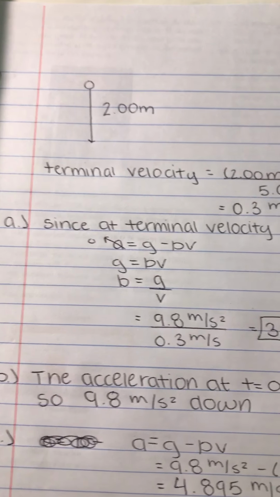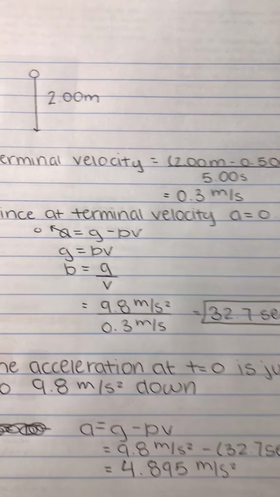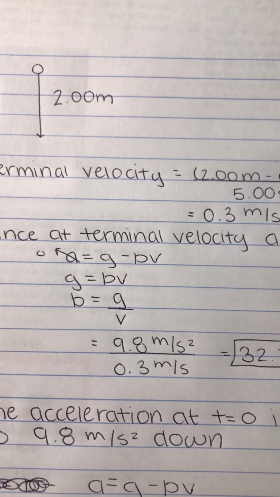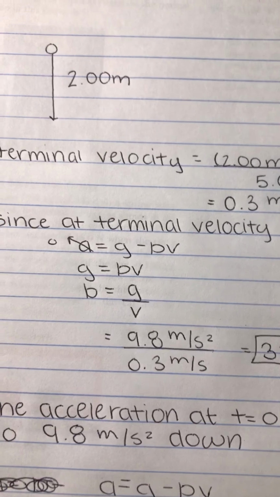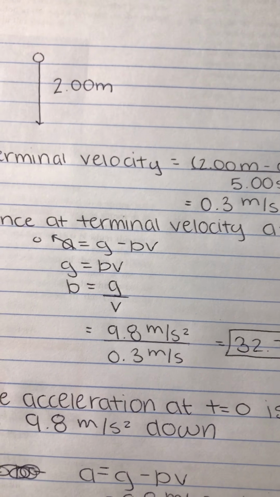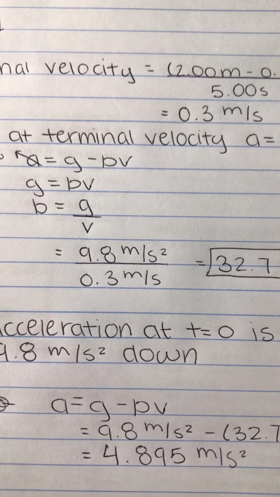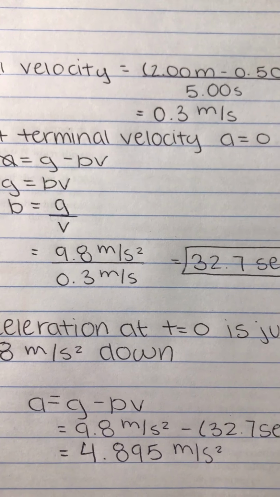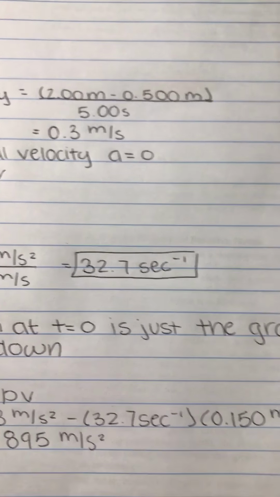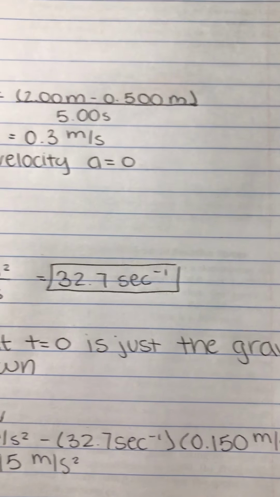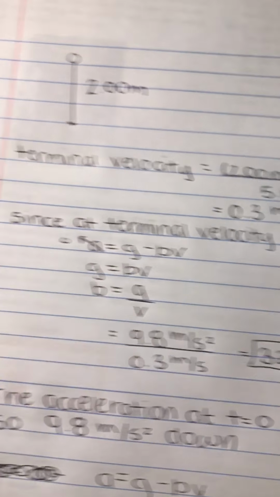Then, since at terminal velocity acceleration is 0, we use the equation that they gave us, a = g - bv, and we use some algebra to convert it to b = g/v. We use gravity, which is 9.8 meters per second squared, divided by 0.3 meters per second, and we get 32.7 seconds to the negative first power. And this gives us the answer to A.